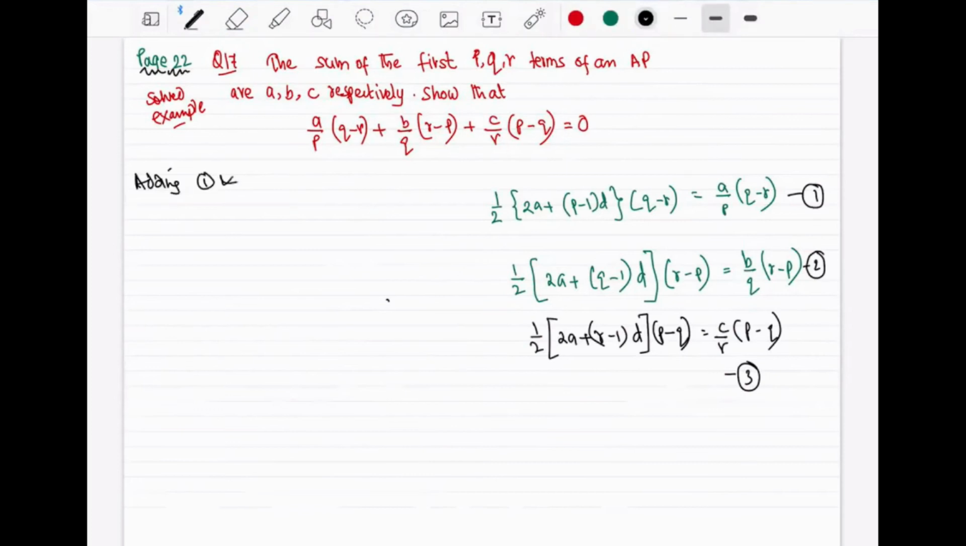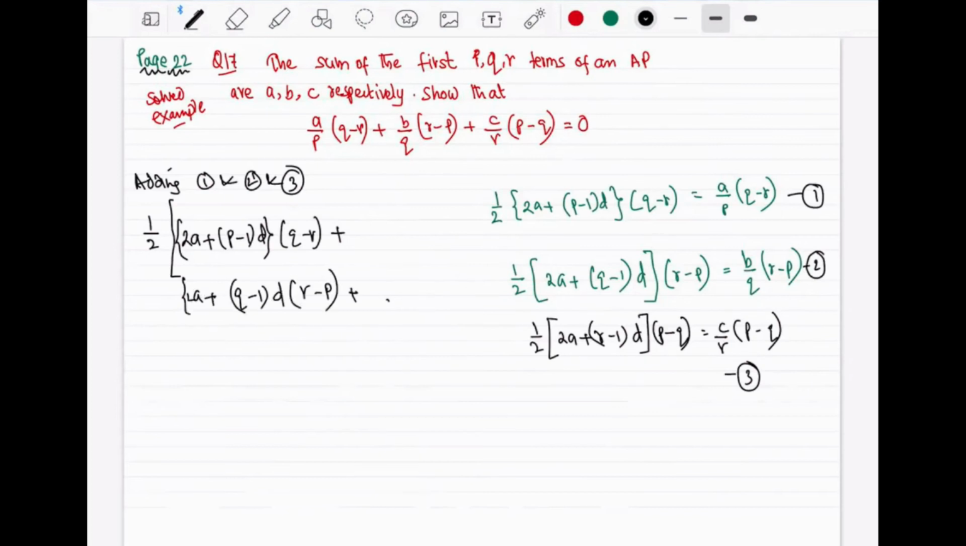Adding equation 1 and 2 and 3. Add them at the left hand sides. Left hand sides, half, half, half is on all of them, all the 3. Take it out as common factor. What are remaining? This part, and this part, you have to add them. So just keep it there. Twice a plus p minus 1d, q minus r, plus next one twice a plus q minus 1d, r minus p, plus the last one.